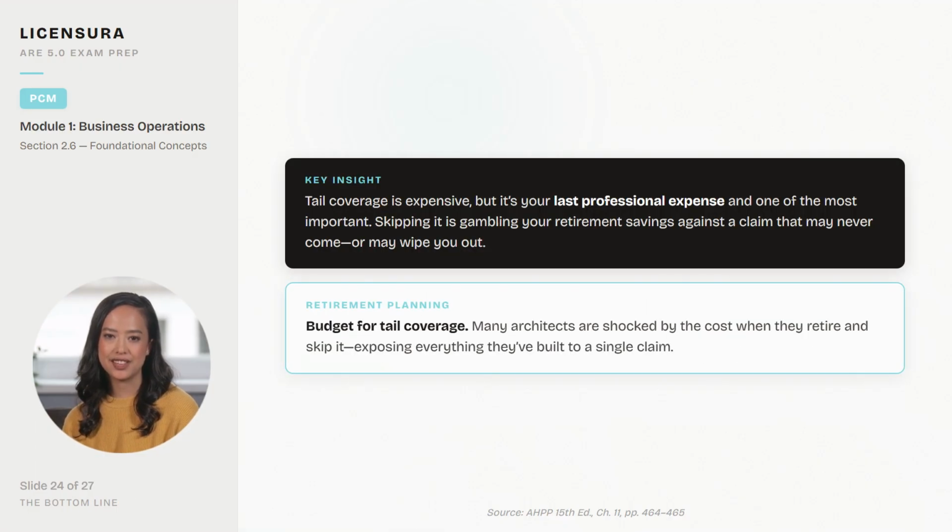Bottom line, tail coverage is expensive, but it's your last professional expense and one of the most important. It protects your retirement savings against claims that may arrive years after you've stopped practicing. Next, let's look at what's actually inside your policy: deductibles, limits, and a structure called defense inside limits that can leave you with less coverage than you think.